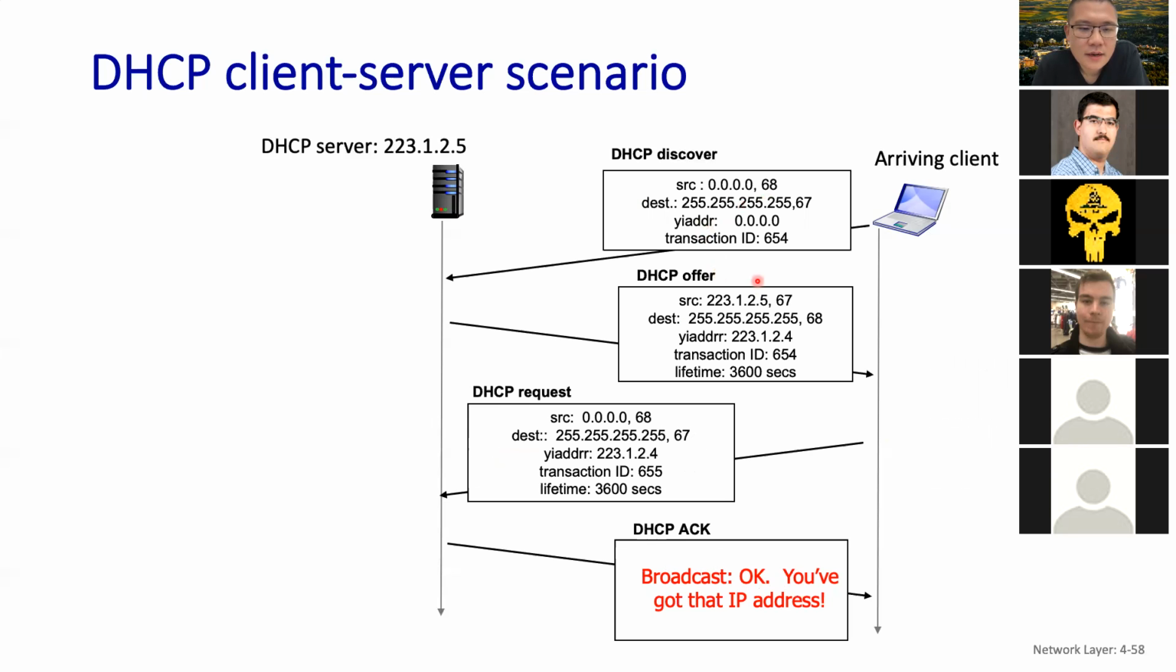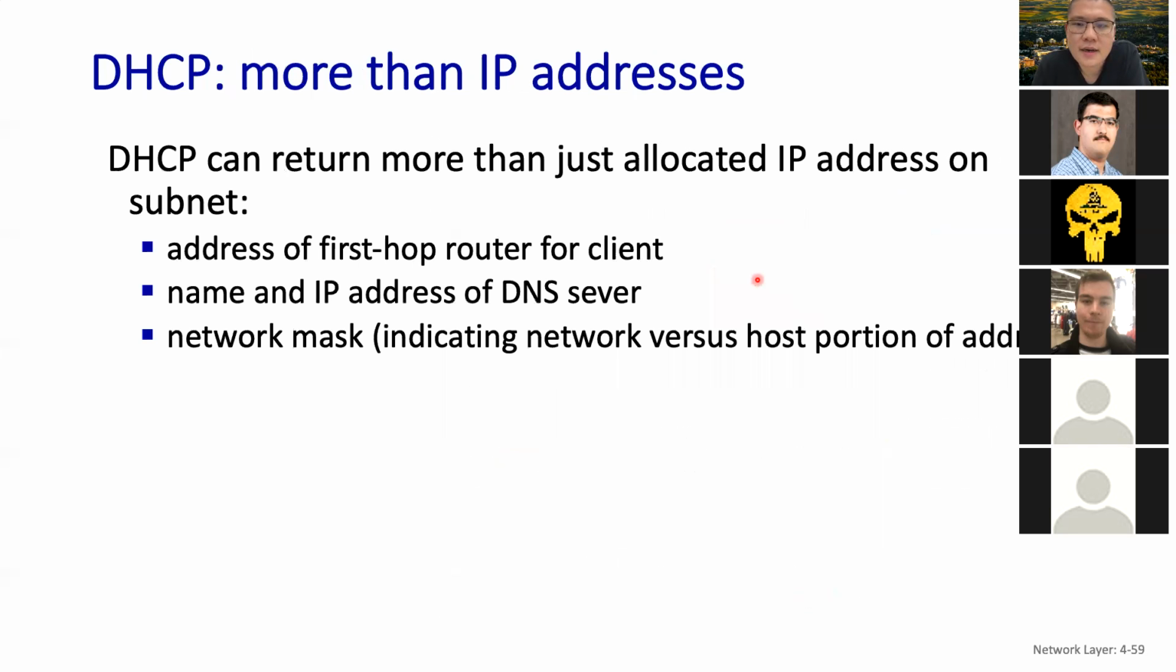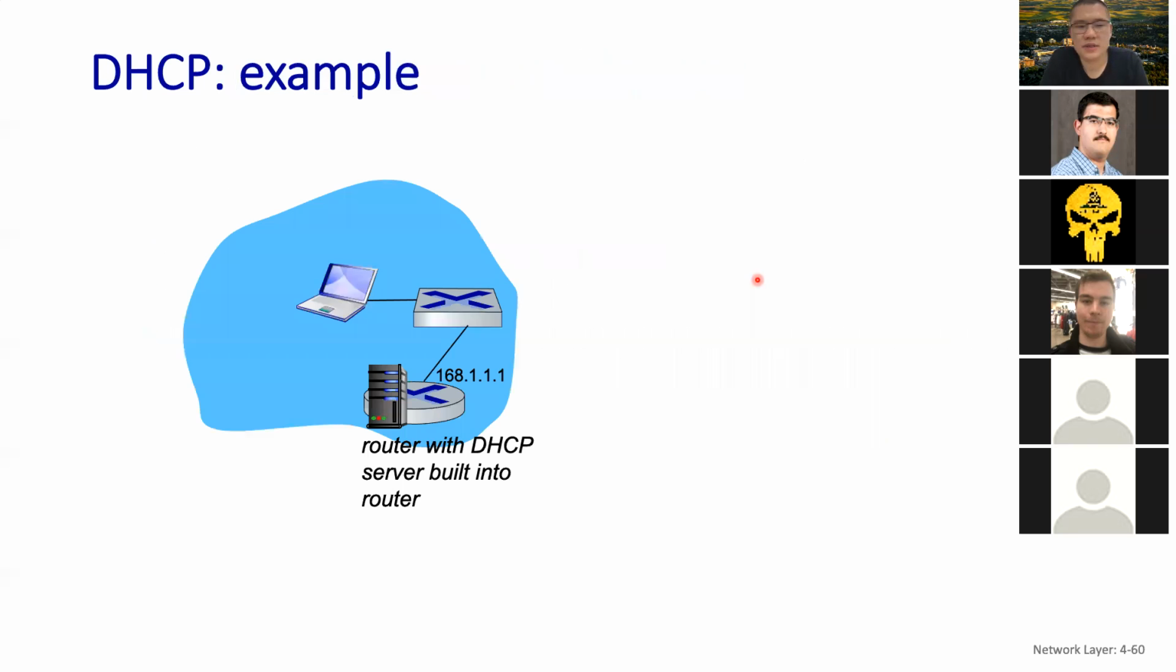Okay, I think that is the DHCP protocol, and here are some notes. DHCP can return more than just the allocated IP address on the subnet. It can also return the address of the first-hop router for the client, the name and IP address of the DNS server, and the network mask. Anyway, this is a quick note. I think there is also an example here.